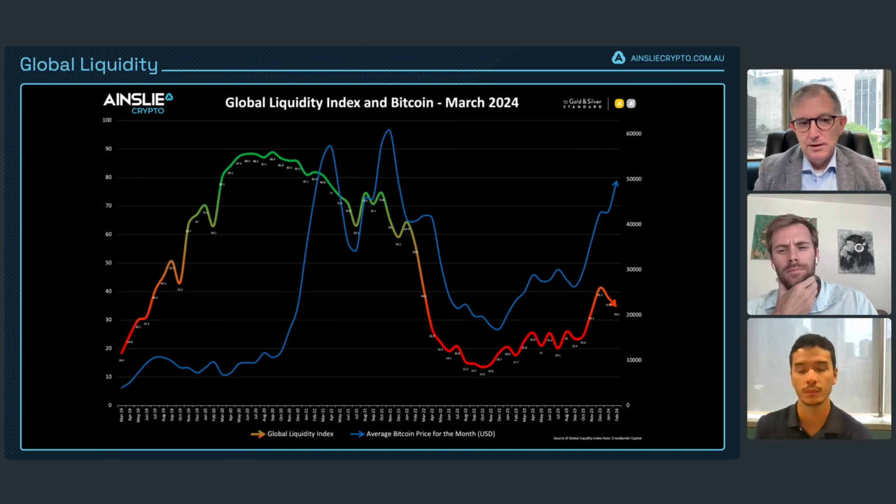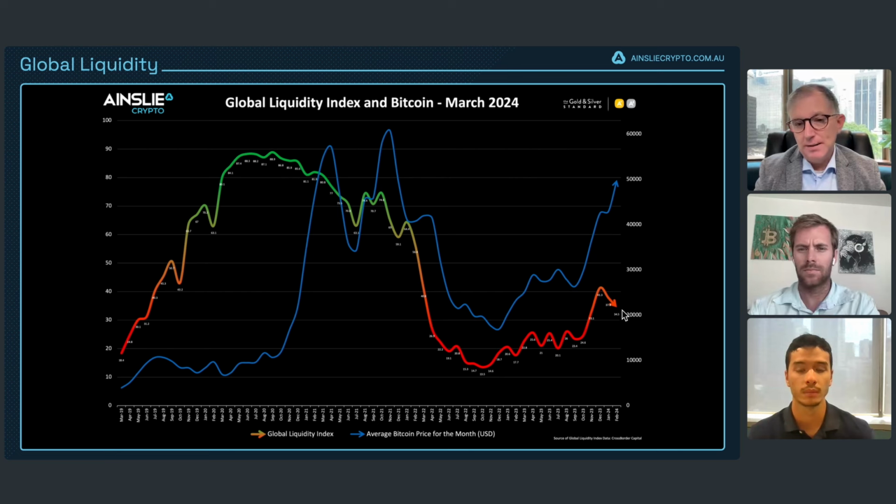If we zoom in, this is the chart we really like to focus on. It's a little bit confusing when you first look at it, because you go, well, the price is much higher than 50,000. That price there is what the average price was during March. And the reason we're using March, even though we're in April, is because that's the latest data that we have in the liquidity index.